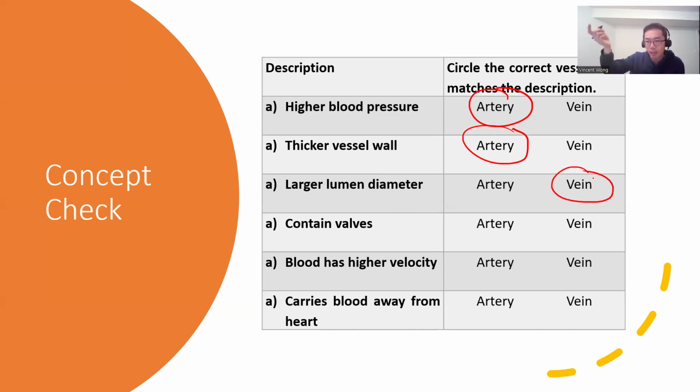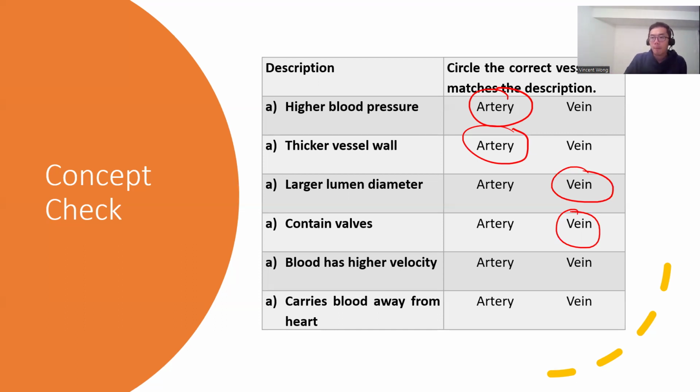I showed you that picture earlier, right? With the vein beside the artery. You can see it was much bigger. Which one has valves? Does anybody remember? Vein. The vein has valves, right? Because of venous return, it needs to trap the blood so it doesn't fall all the way down, right?